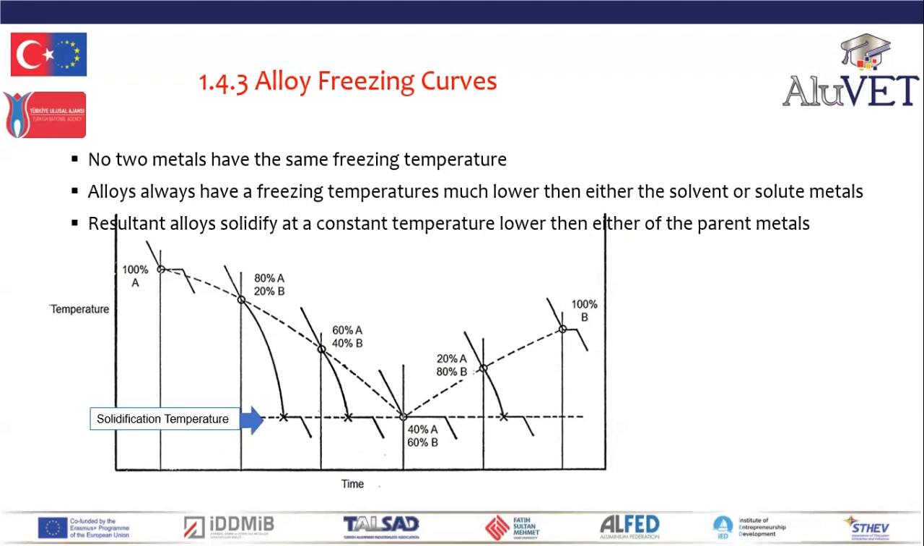As soon as we create an alloy, 80% A, 20% B, 60% A, 40% B, we have a freezing range. And the freezing finishes at a constant solidification temperature, irrespective of analysis. And that freezing temperature is much, much lower than either of the freezing temperatures of either of the pure metals.